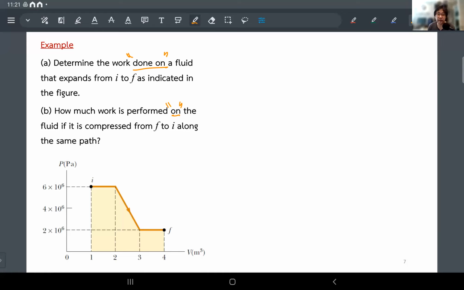Determine the work done on the fluid. The concept of work done is just the area under the curve. So actually you don't need to think too much because you're already given a diagram. The work done by the system is just the area under the curve. And then you can determine the sign by looking at whether it is an expansion or a contraction of the volume. So that's how it is.